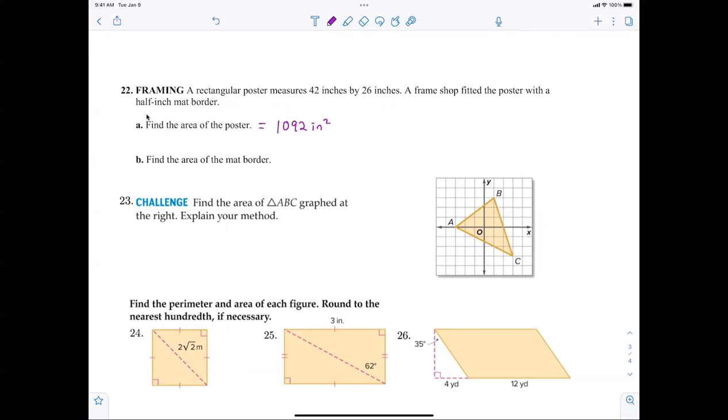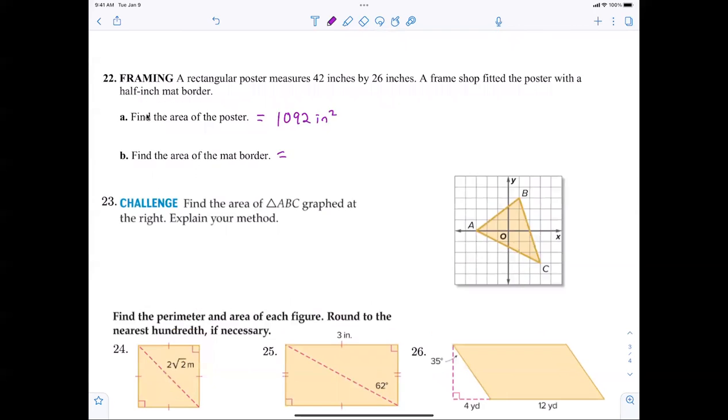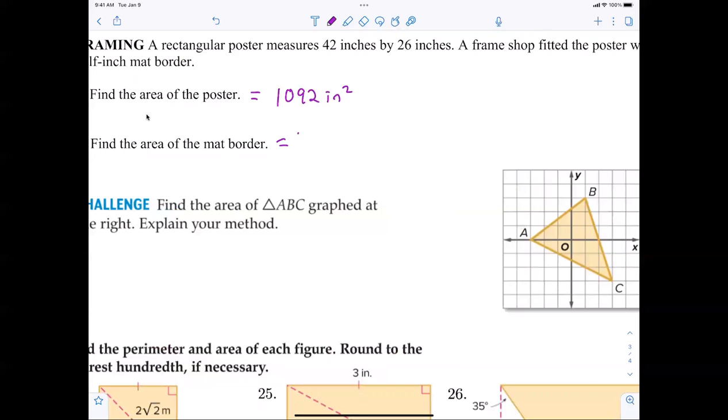I could be wrong, but that doesn't seem right. If it's a 1/2 inch border, I could be wrong. What did you say? Maybe you're right. What is it? I just did a quick calculation. 4,368 inches squared. All right, someone else want to tell me?